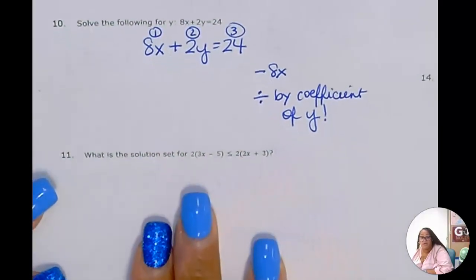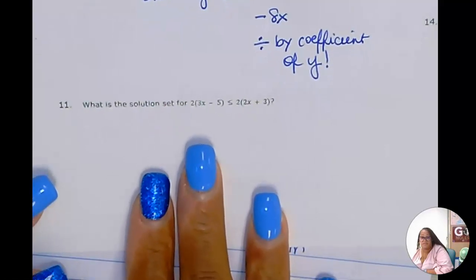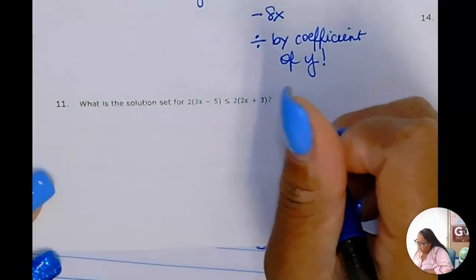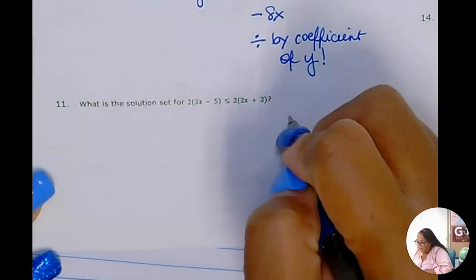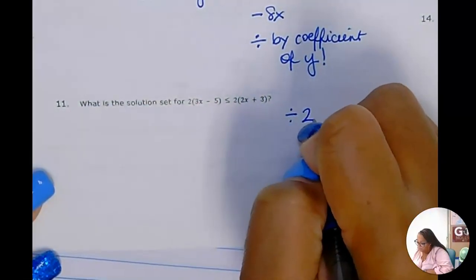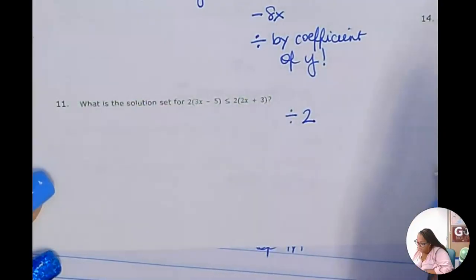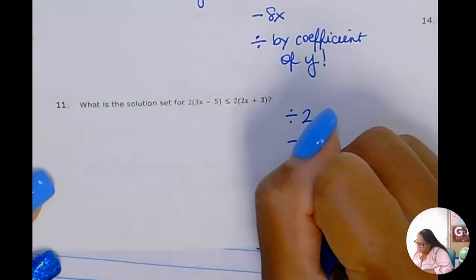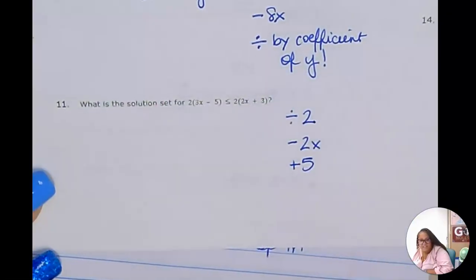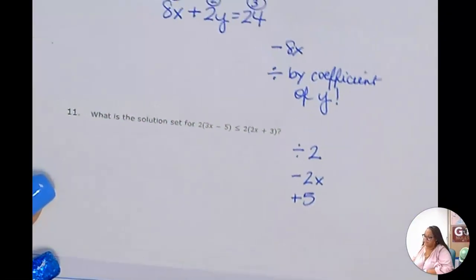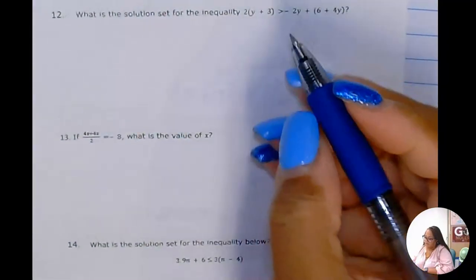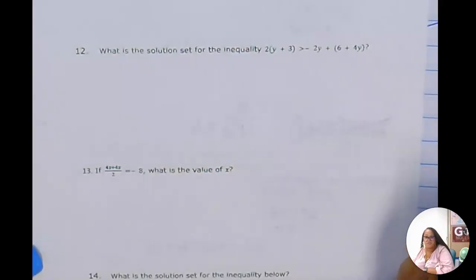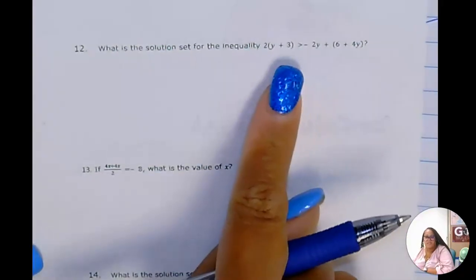Okay, number 11. Solve this the old school way. I would divide both sides by 2. Then subtract 2x from both sides. Then add 5 to both sides. Here, I would apply my distribution rules. Be careful with this one.